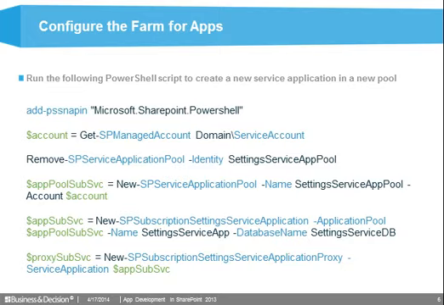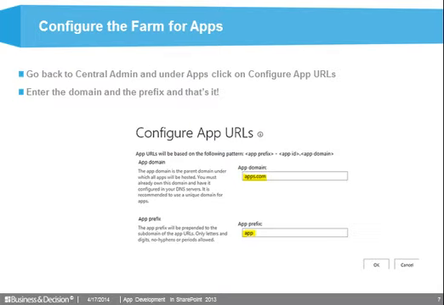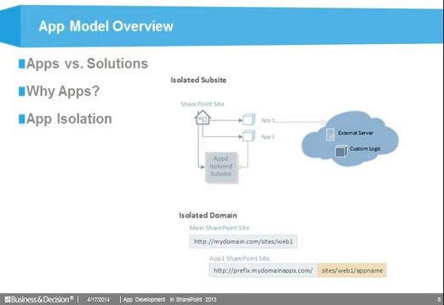The last step to configuring the app URLs is to head back to Central Admin after that PowerShell script is run and everything's in place with your new app pool. You type in the app domain, the app prefix, and click OK, and you're pretty much done. And then you'll have the ability to deploy apps and get your custom app catalog up in SharePoint on-prem. That's pretty straightforward. Not a whole lot to that, which is why we're skipping over it pretty quick. So let's take a look at something a little more interesting.